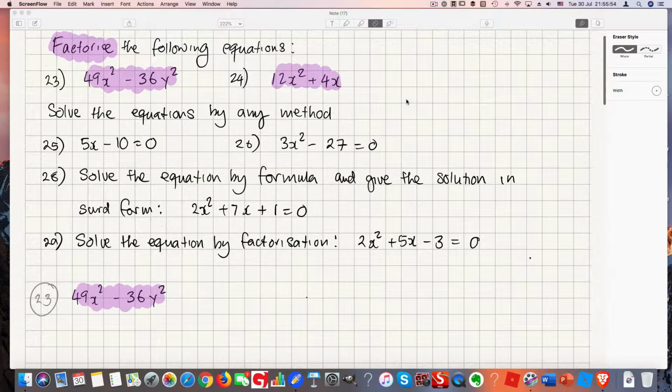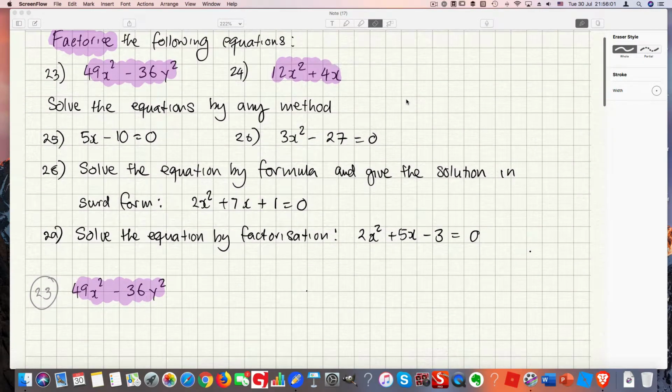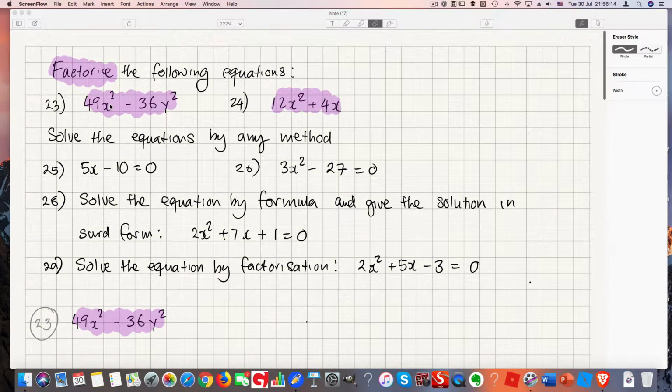I'm going to try and solve about 6 questions that a friend has asked me to help them with. So I'm responding to a friend of mine who has asked me to help them answer these questions. The first one is to factorize the following equations: 49x squared minus 36y squared, and 12x squared plus 4x.